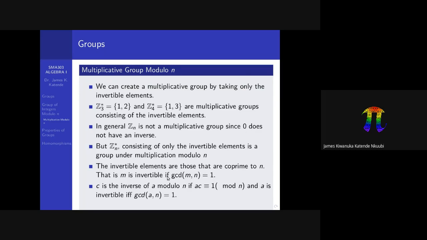For those who did SMA 108, you recall that we say the following: C is the inverse of A modulo n if AC is congruent to 1 modulo n. And this is true only if the greatest common divisor of A and n is equal to 1. We proved this in SMA 108. So these will be the only elements that are invertible in Zn.